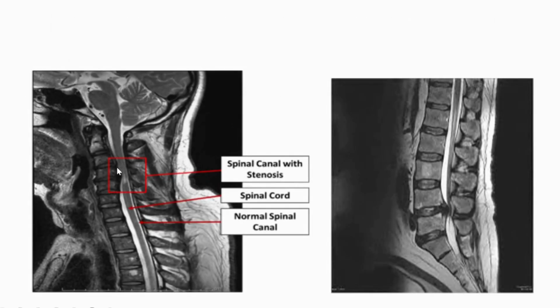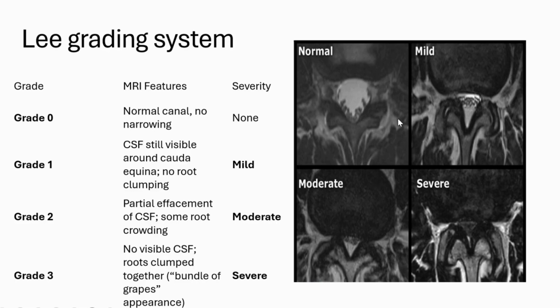Now what we see in this sagittal section of the cervical spine is disc herniation causing spinal canal narrowing along with spinal cord compression, and there is signal change. These points should be mentioned in the report. Whereas in the second image we can see the disc herniation causing severe spinal canal stenosis with cauda equina nerve root compression. What is the grading of spinal canal stenosis?